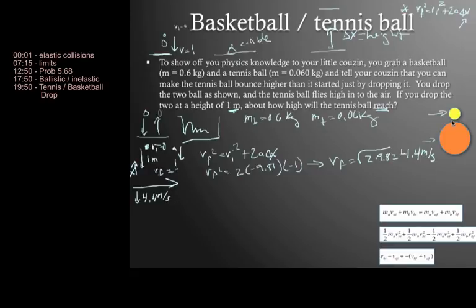But since we dropped them with a tiny little separation here, the basketball hits the ground first, collides with the ground, we assume that this collision is elastic. Otherwise we couldn't solve the problem. So as it bounces down, it's going to bounce up with exactly the same speed. The direction of its velocity is going to change. It was going down and now it's going up. And so the tennis ball is going down and the basketball is going up.